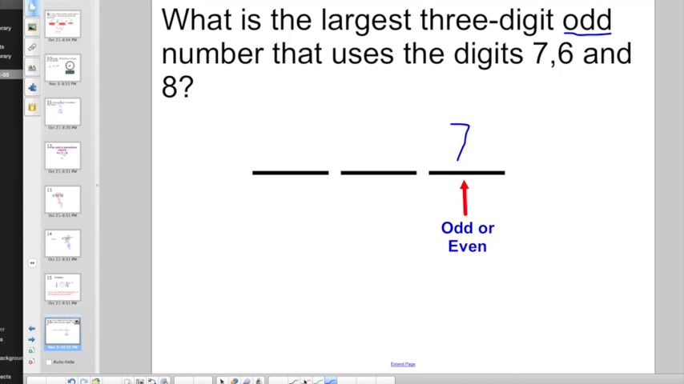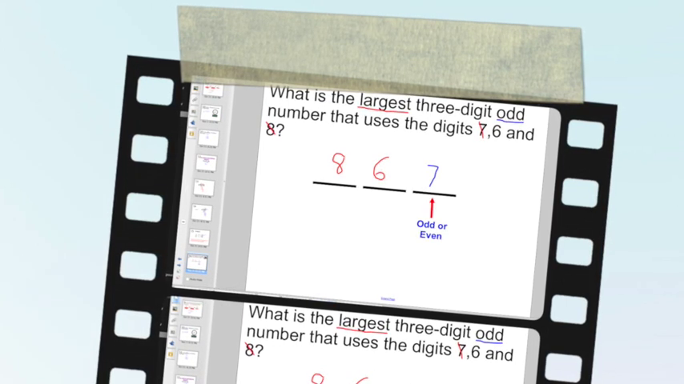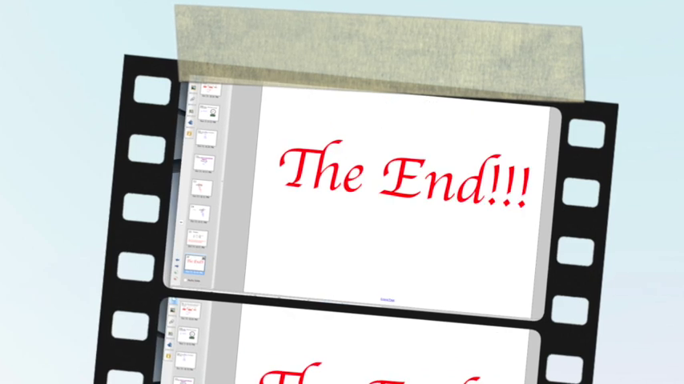And it gives you some other hints too, because it asks us to make the largest. So I've already used 7 to determine that it's odd. What am I going to put over here to make it largest? 6 or 8? I think I want to use the 8 up front if they want us to make the largest. So I've used the 8. I've used the 7. Heck, the only one left is the 6. So it would be 867. And that is the end.